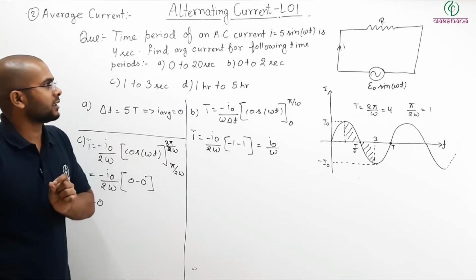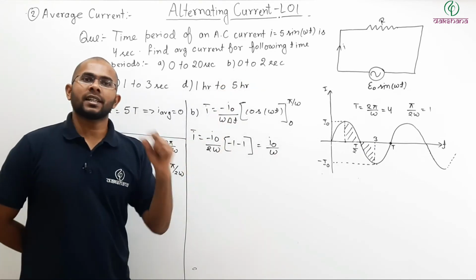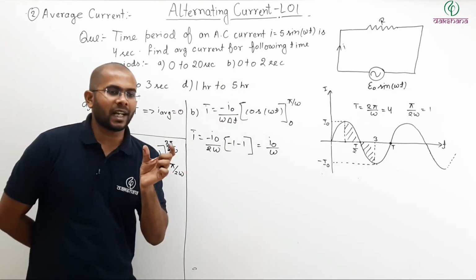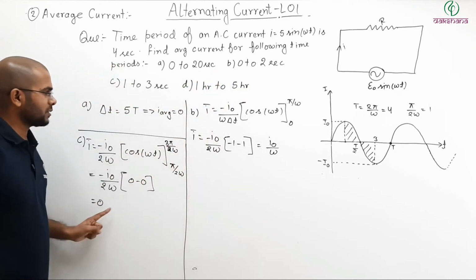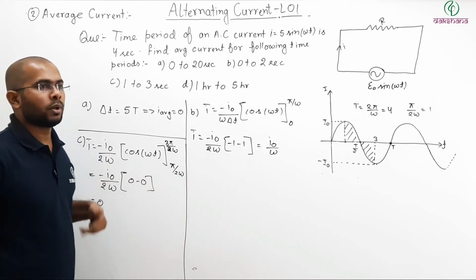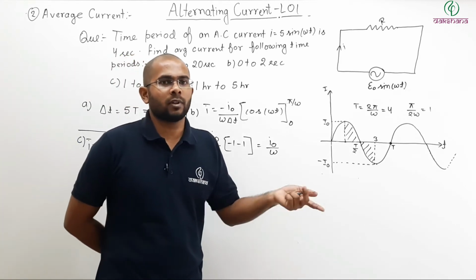If you pay attention, in the C case also delta t is 2 second, 1 to 3 second. In the second case also delta t is 2 second. So delta t is the same in both option B and option C, but the average current in both cases is different. So only based on delta t you cannot say what the average current will be.